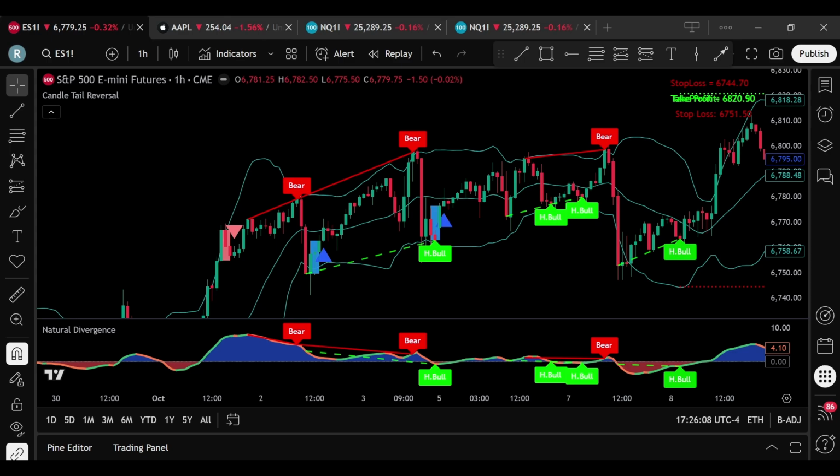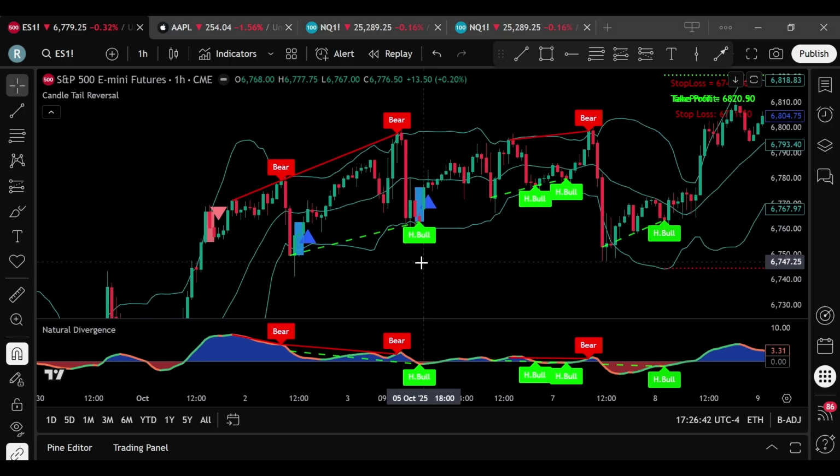This video is going to go over basically reversal styles of trading and a strategy to use the two indicators I have on here from Indicator Vault: the candle tail reversal, paired with the natural divergence indicator, which is adding divergence to another one called the natural momentum indicator. And everything in these is very powerful for catching tops and bottoms.